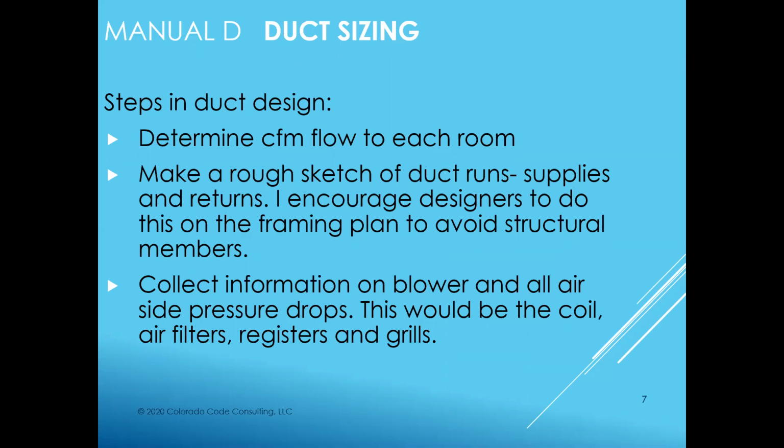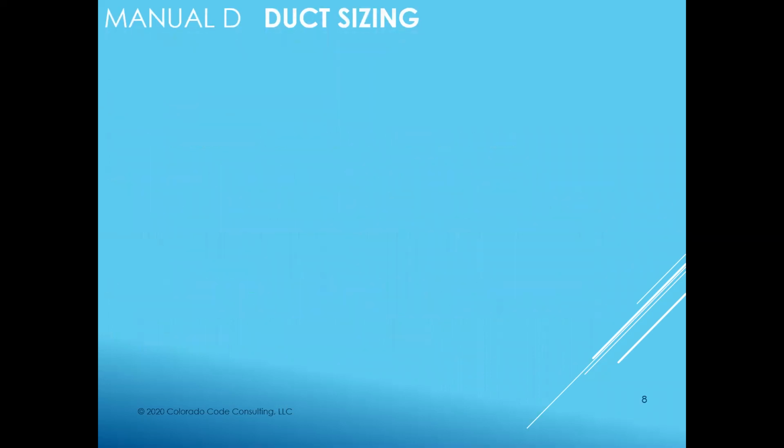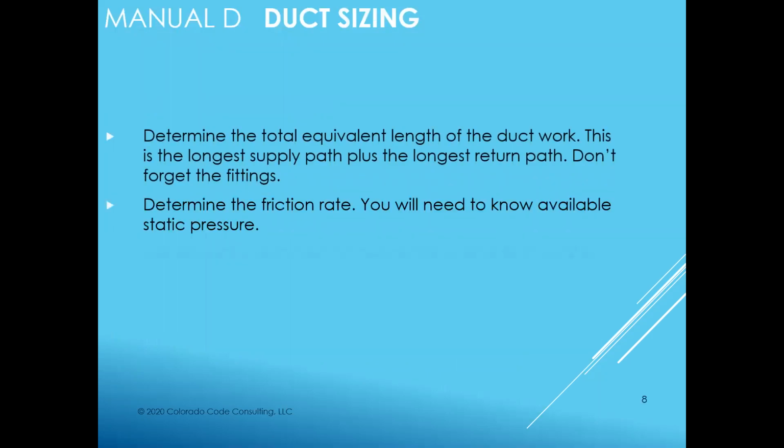Then we collect all our blower and air side pressure drops. What's in the way of the air moving. The coil, AC coil, maybe air filters, registers, grilles, balancing dampers, things of that nature. Then we would determine our total equivalent length of the ductwork. And that essentially is the longest supply path plus the longest return path, and that is the linear footage, yes, the distance of the ducts, plus the fittings themselves.